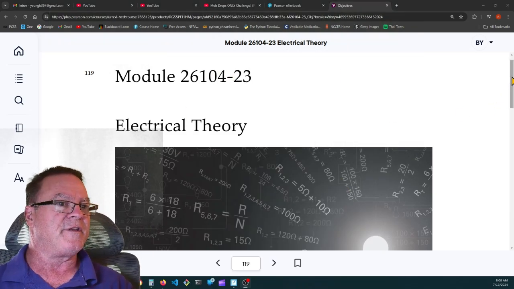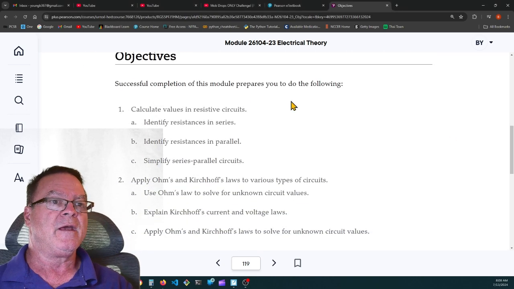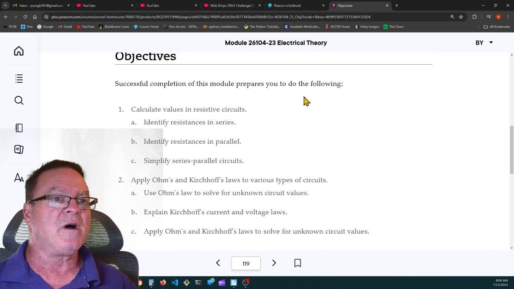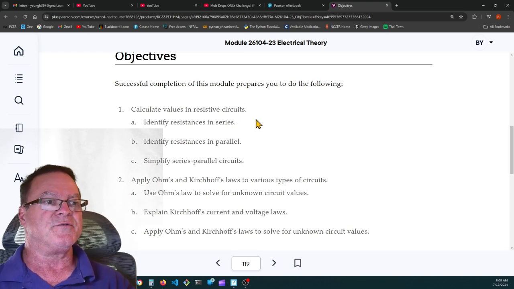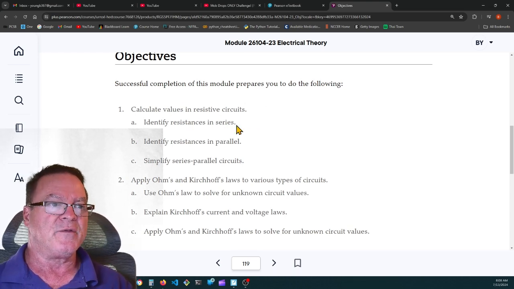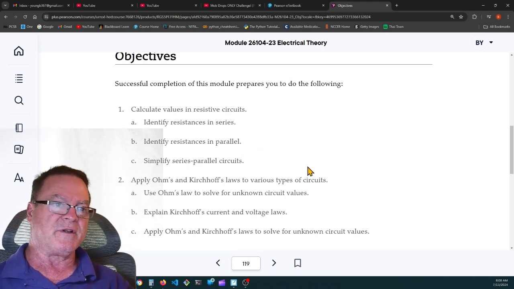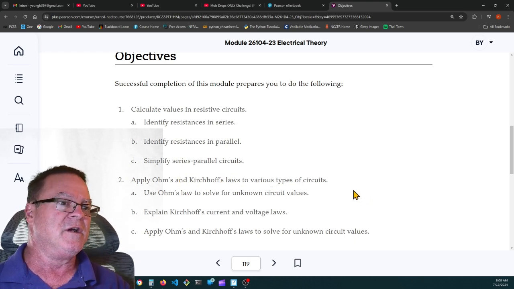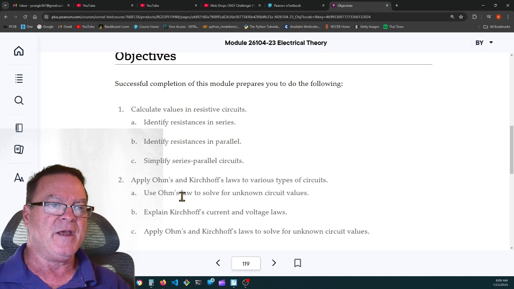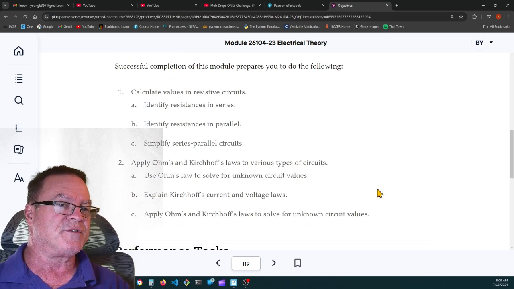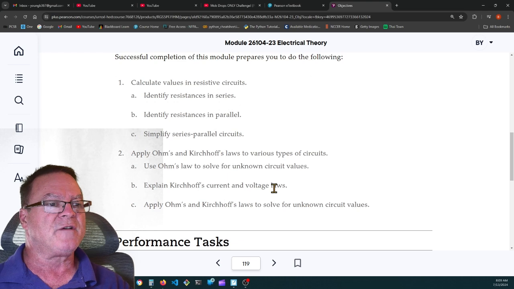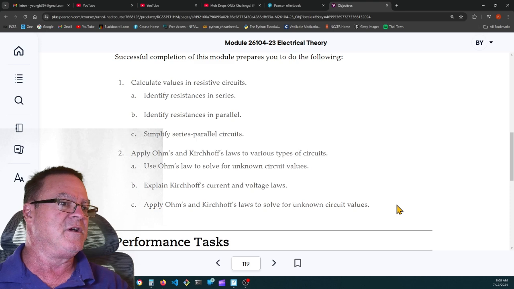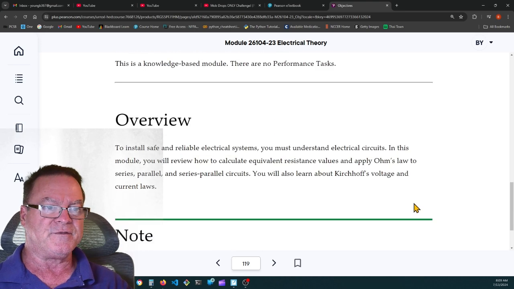26104, Electrical Theory. After successful completion of this module, you should be able to calculate values in resistive circuits, identify the resistance in series, parallel, and in series parallel circuits. Apply Ohm's law and Kirchhoff's laws to various types of circuits. Use Ohm's law to solve for unknown circuit values, explain Kirchhoff's current and voltage laws, and apply Ohm's and Kirchhoff's laws to solve for unknown circuit values.